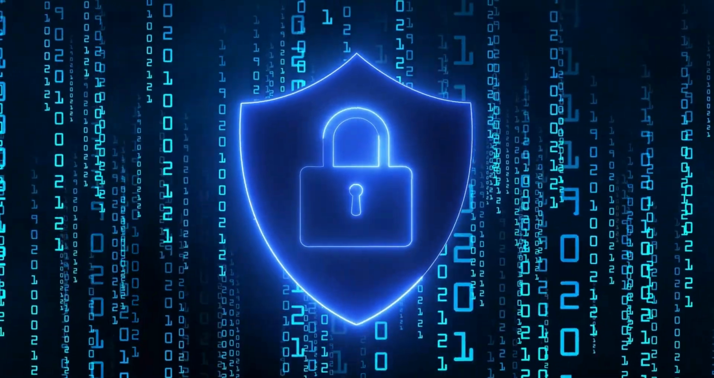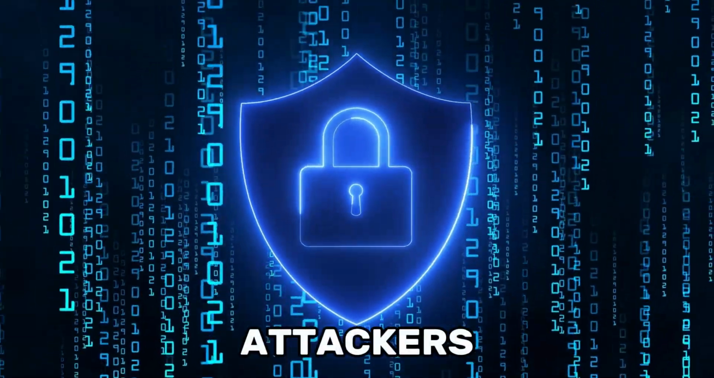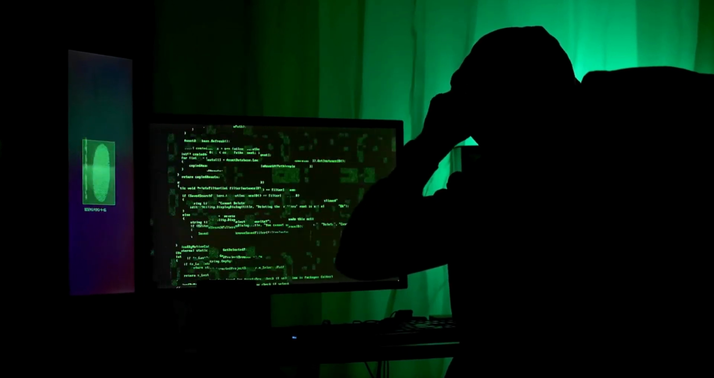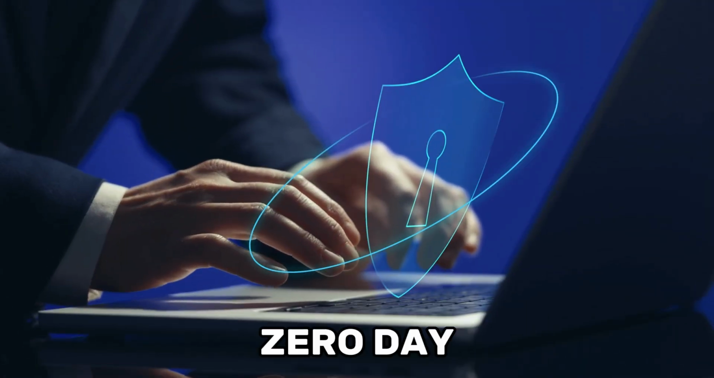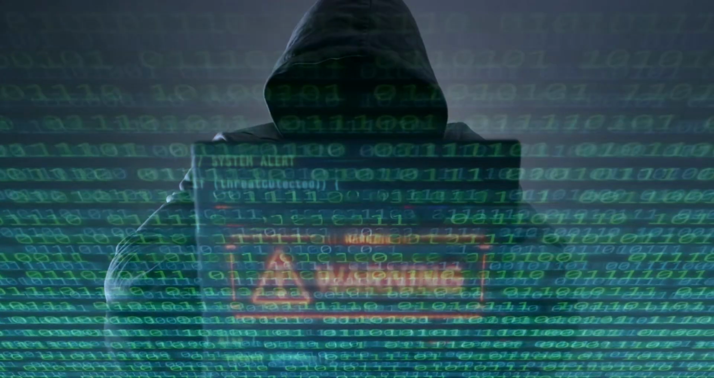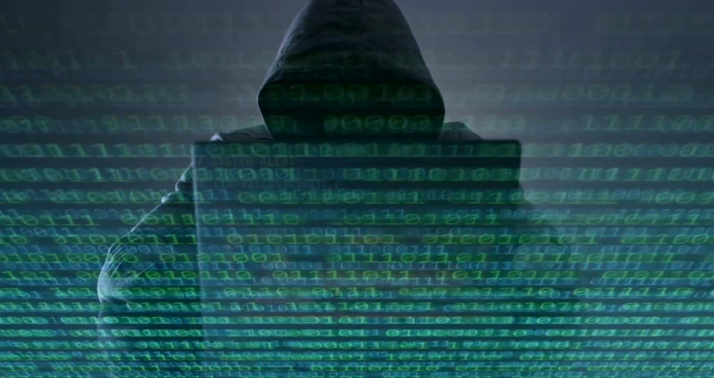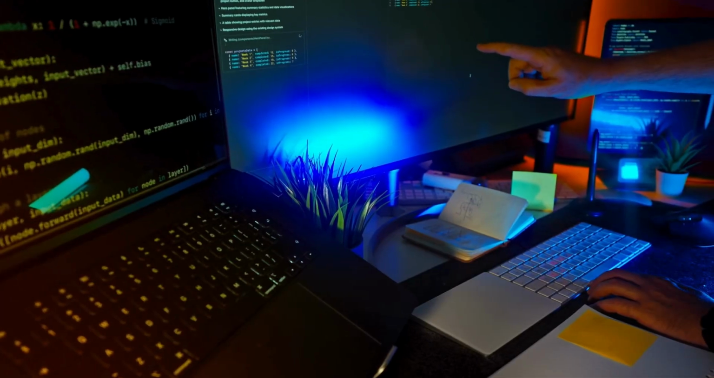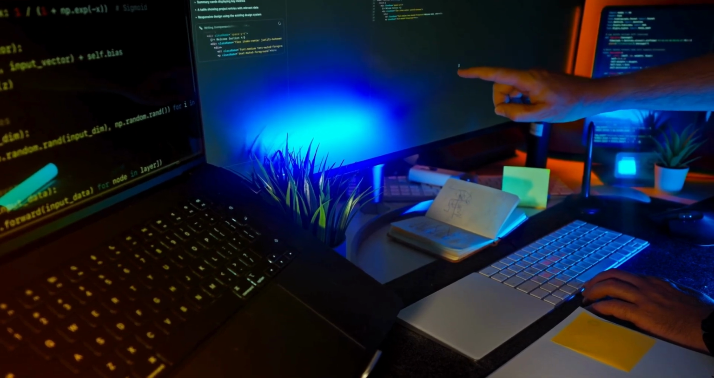A zero-day exploit is a vulnerability that attackers are already using before the people who built the system even know it exists. The term sounds technical, but the idea is simple and unsettling. Zero-day means developers have had 0 days to fix the problem because they don't know about it yet. That creates a dangerous window where attackers can operate freely without patches, without signatures, and often without detection.